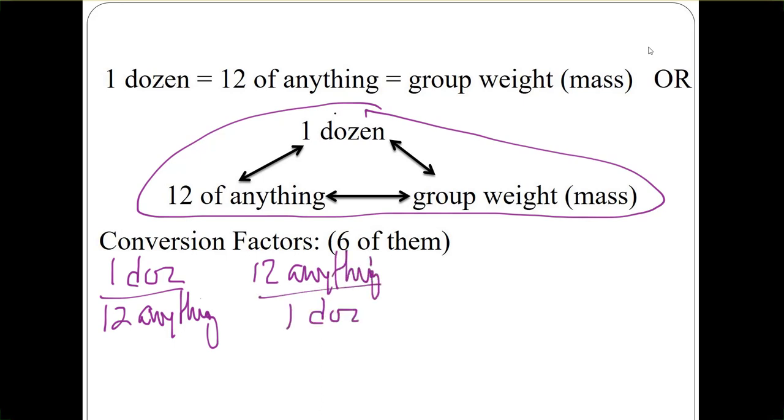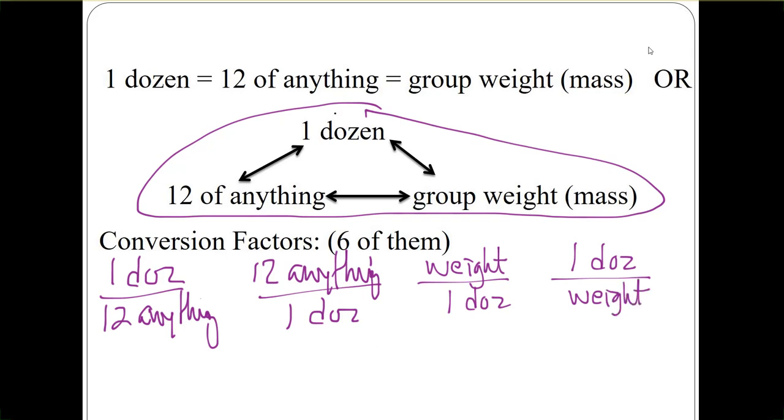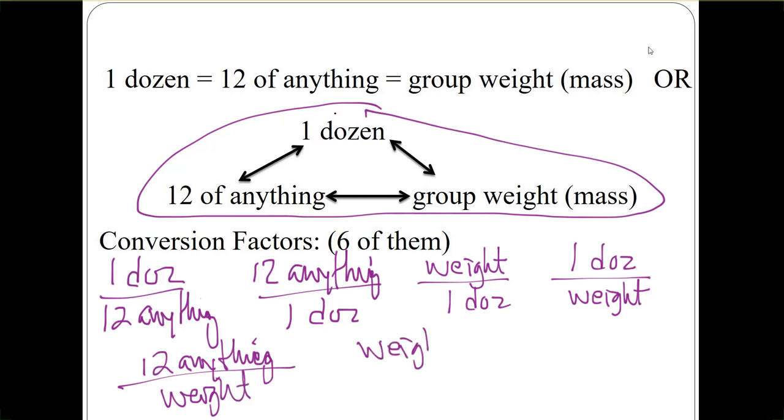Well, what other values do I have there? I can say that my group weight is equal to 1 dozen, and I can flip it and say 1 dozen is equal to my group weight. And then I can say that 12 of anything is equal to that group weight. And I can flip it and say that group weight is equal to 12 of anything.